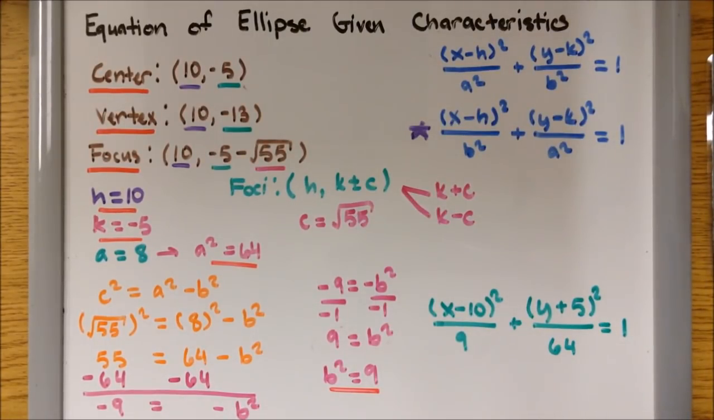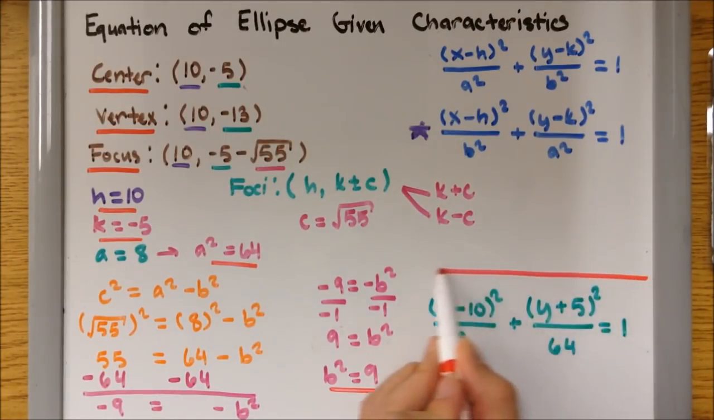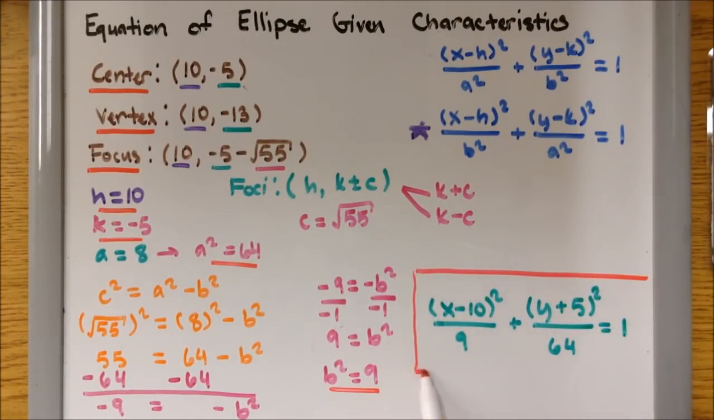So that's our standard form. Therefore, our final answer: the square of (x minus 10) over 9 plus the square of (y plus 5) over 64 equals 1.